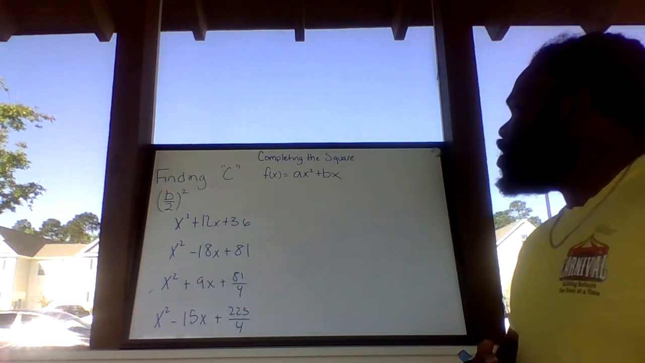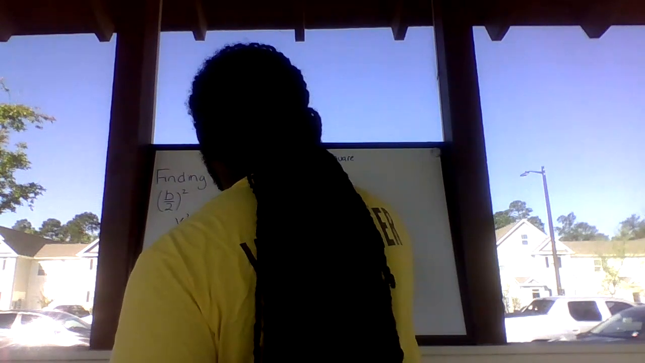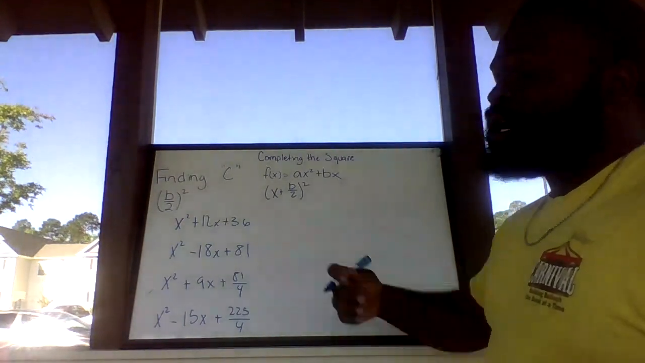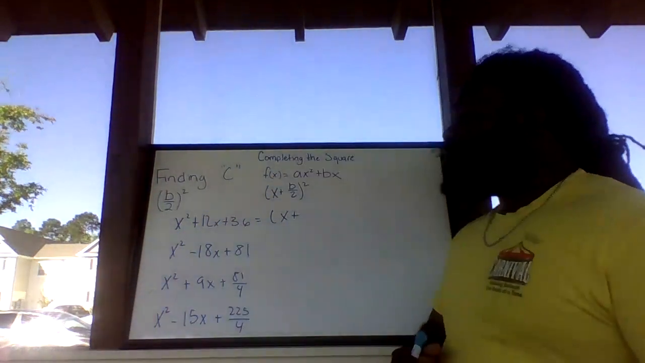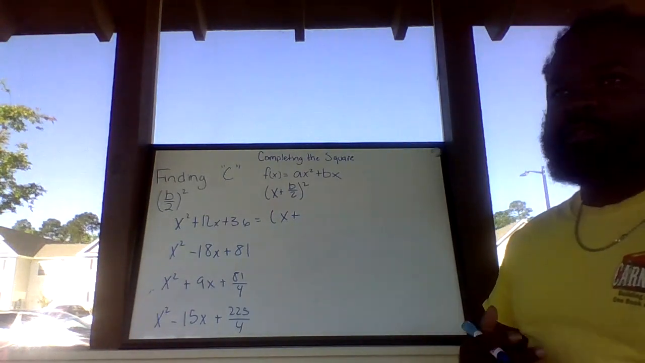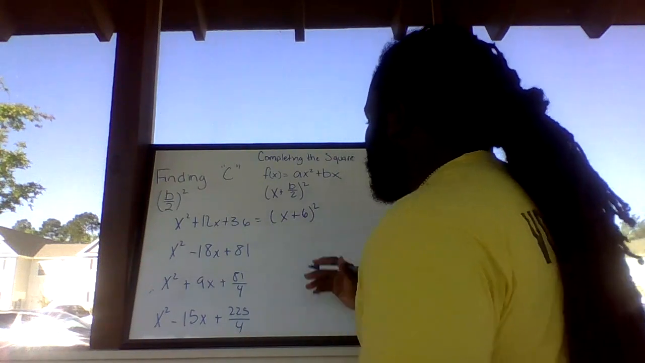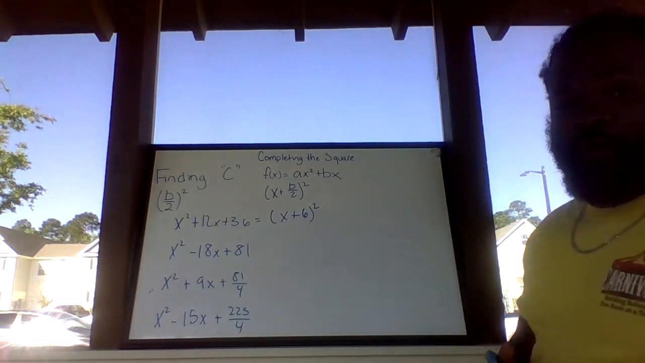factored form, right? So in order to write these in factored form, what we would do is we would take x, we would go half of my b value, squared. And so for my first one, we want to write it factored. What we have is x plus, well, b is a positive 12. Half of positive 12 gives me a positive 6, squared. Now we have it written in factored form.